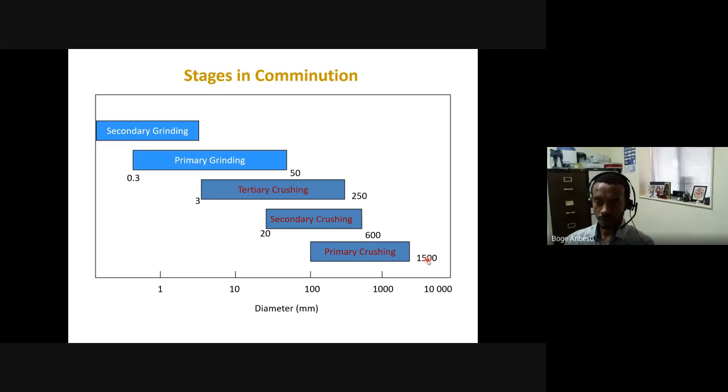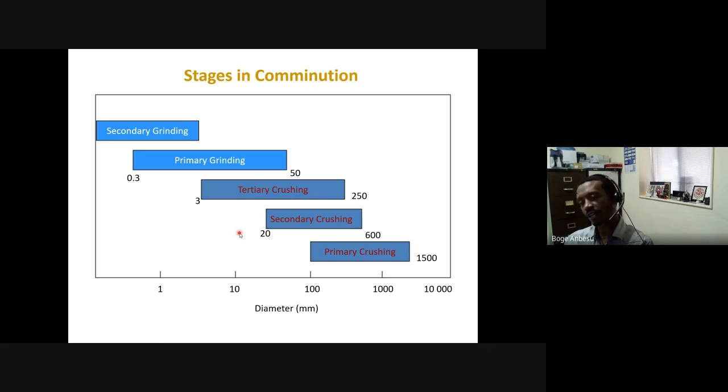They're not strictly what a primary crusher should do, or what a secondary crusher should do. Also, as I said, I don't have to do 3 stages of crushing. I could end up with only 1 stage of crushing. In that case, maybe the crusher can handle material from about 1 meter in size and produce 50 millimeter rock. Once I produce 50 millimeter rock by just 1 stage of crushing, I don't need to do 2 stages of crushing. I can just feed that into my primary grinding mill.